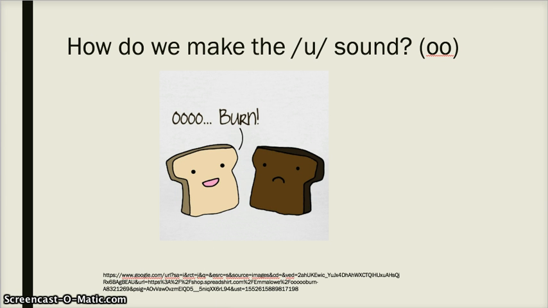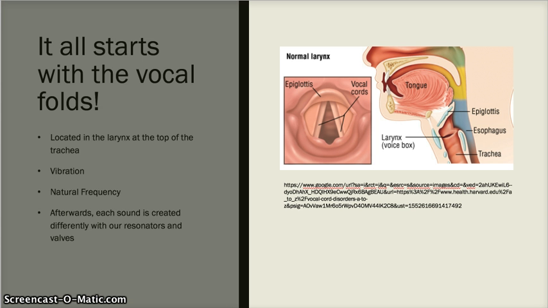talk about how we shape sound waves to create different speech sounds. So first I'm going to talk about how we make the ooh sound. So it all starts with our vocal folds. This slide is sort of in general for any sound.